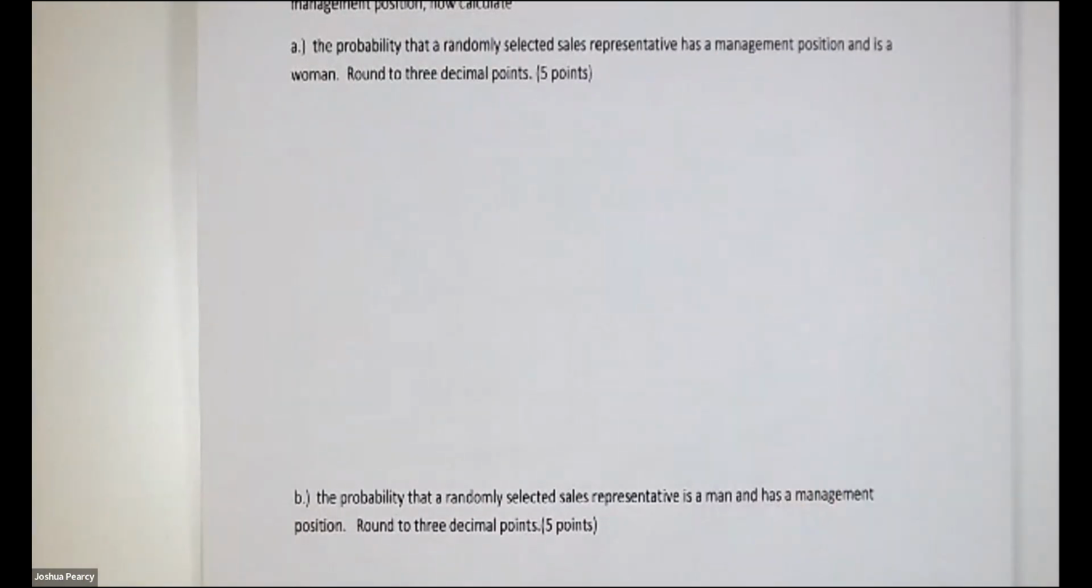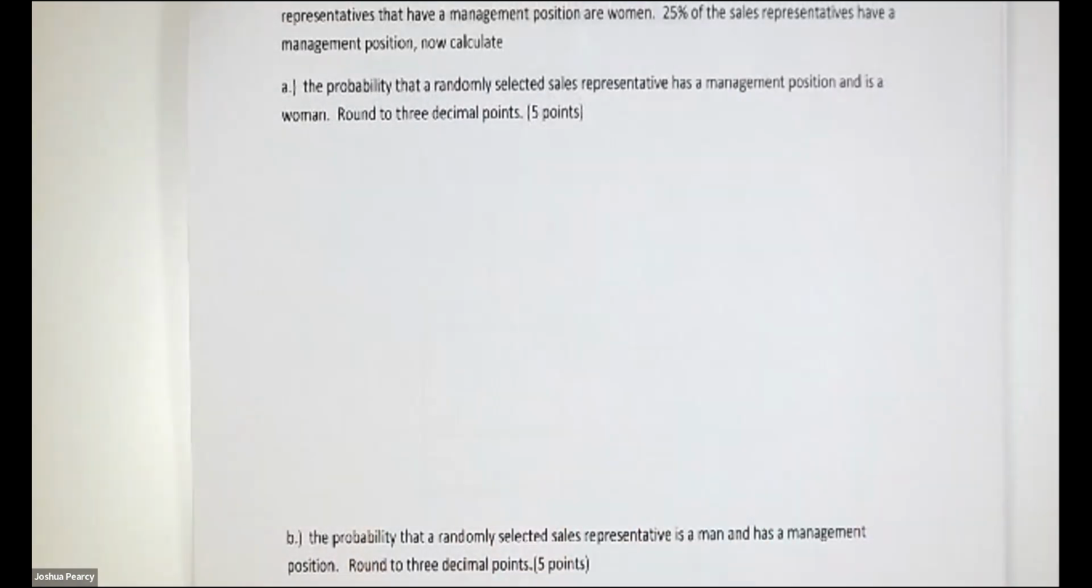So at a large pharmaceutical company, 62% of sales representatives are women. 44% of sales representatives that have a management position are women. 25% of sales representatives have a management position. Now calculate the following.